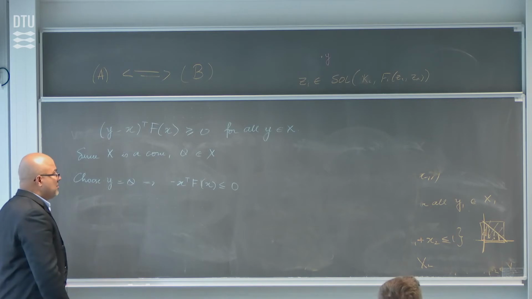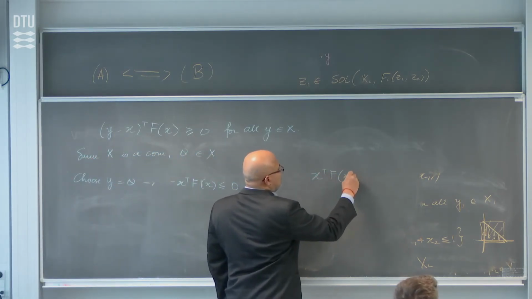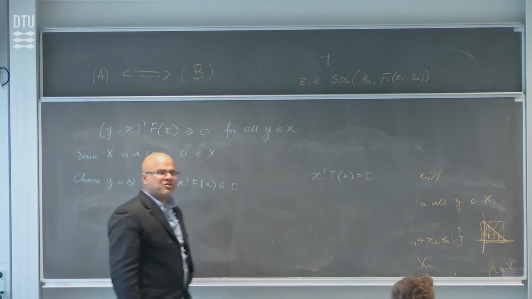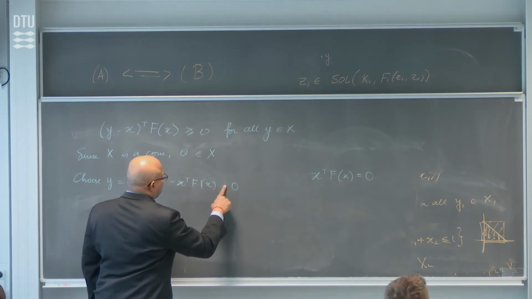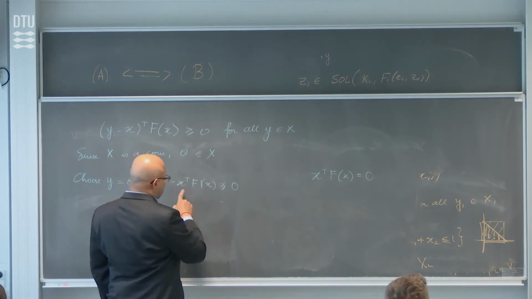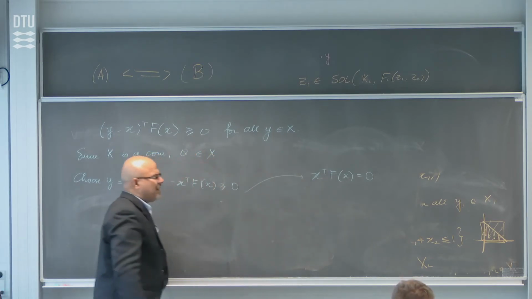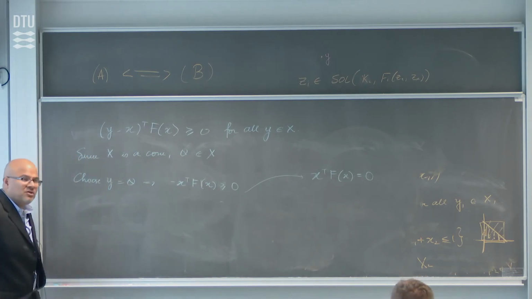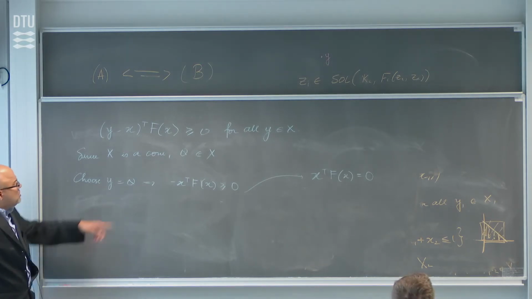Now, remember where I'm trying to go. I'm trying to reach here. Let me ask you a question. What I've concluded from this is x transpose F(x) is less than or equal to 0. What do I need to prove to get to x transpose F(x) equal to 0? I need to prove that x transpose F(x) is greater than or equal to 0. So what choice of y would allow me to conclude that, Priyanka? Just look here.